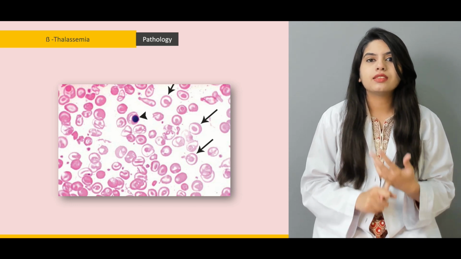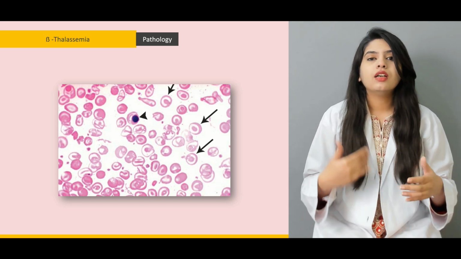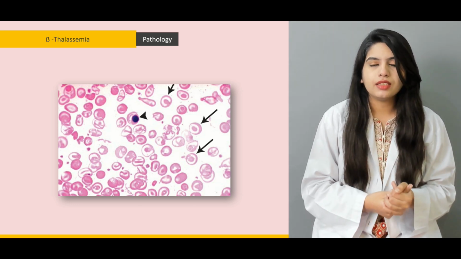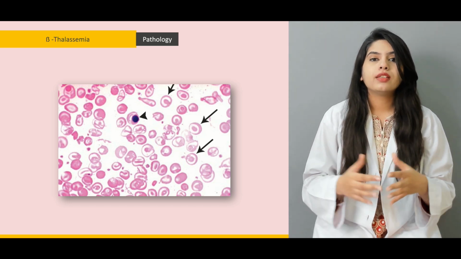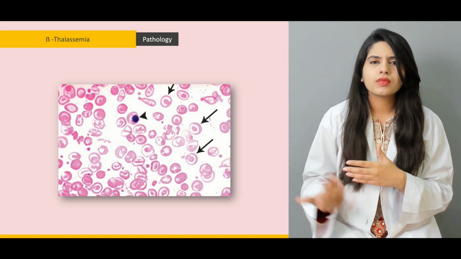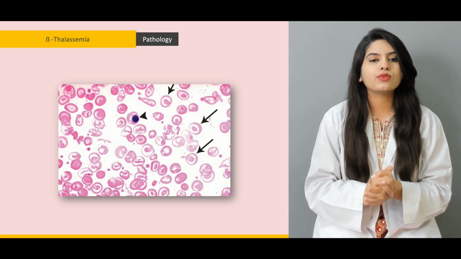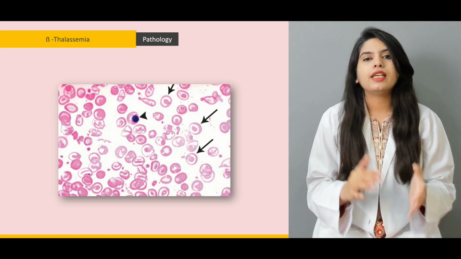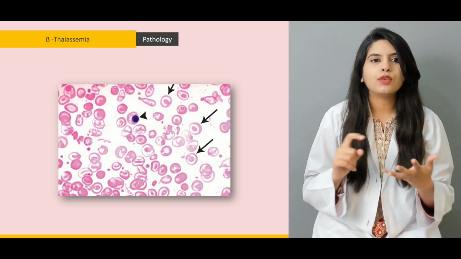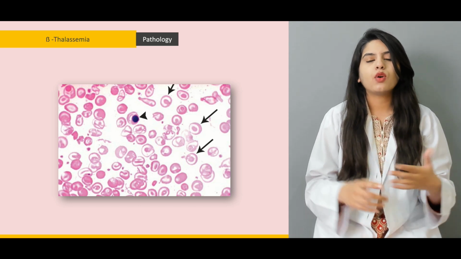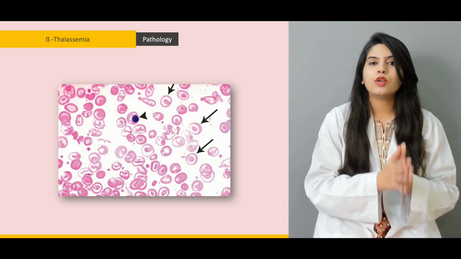That means there will be the presence of numerous basophilic granules inside the cells, that you can see in the slide, and also the presence of other cells. Now, in case of the heterozygous condition, there will be microcytosis and the hypochromic condition, but all of these things will be less seen as compared to the homozygous condition.